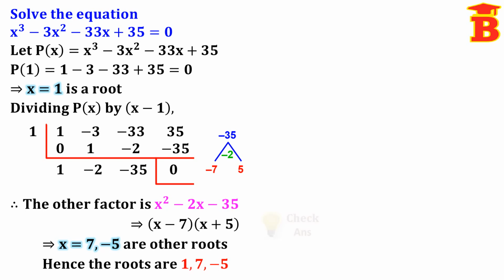We can check the answer. For that we have to take the product of the roots. Multiply this 1 into 7, 7. 7 into minus 5, minus 35. Using the formula, this product is minus d by a, that is minus last number divided by first number. That is minus 35 divided by 1, which is equal to minus 35. So check the product. So the answer is correct.